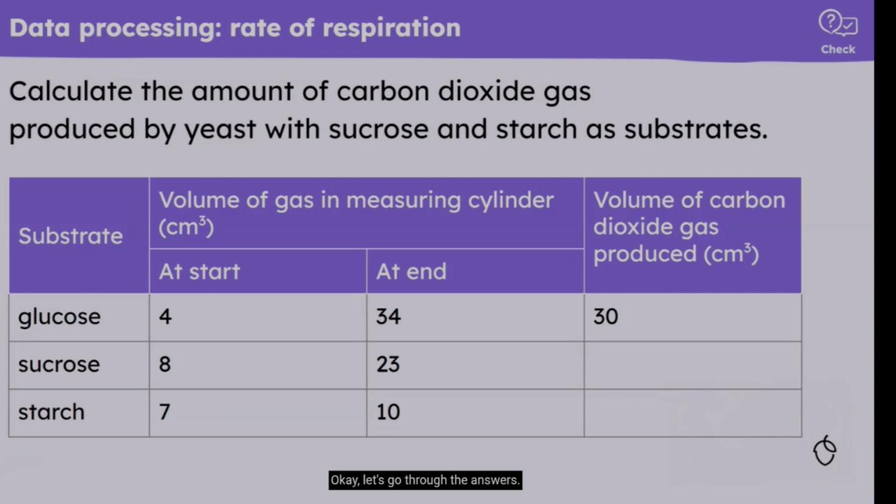Okay, let's go through the answers. So for the substrate sucrose, there were 23 centimetres cubed of gas at the end of the practical and 8 centimetres cubed of gas at the beginning. So we do 23 take away 8, that gives us 15 centimetres cubed of carbon dioxide gas produced. For the substrate starch, there were 10 centimetres cubed of gas at the end of the practical and 7 centimetres cubed of gas at the beginning of the practical. So we do 10 take away 7. That gives us 3 centimetres cubed of carbon dioxide gas produced during this practical. Well done if you got those right.